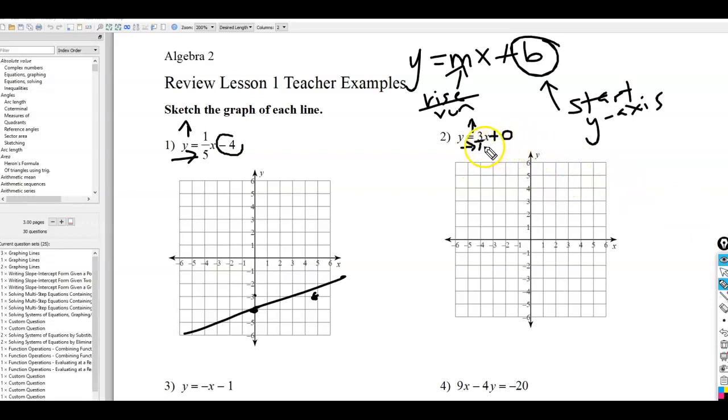The reason for that is because adding 0 is like adding nothing, right? So 3x plus 0 is the same thing as just 3x. Or multiplying by 1 is the same thing as not multiplying anything at all, right? So that's why it's the difference between multiplication and addition, which is the reason why you do 1 versus 0. Anyway, I'm going to start at 0 on the y-axis. I'm going to go up 3 over 1 from that point. Connect the dots.